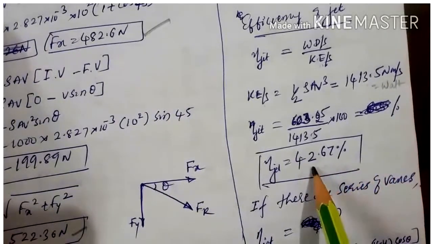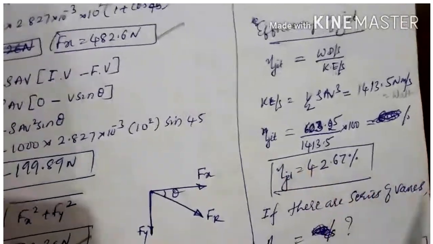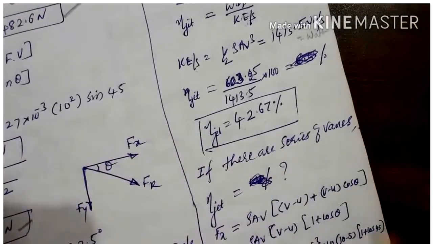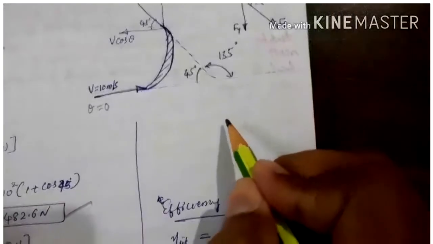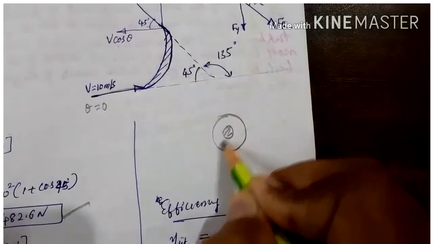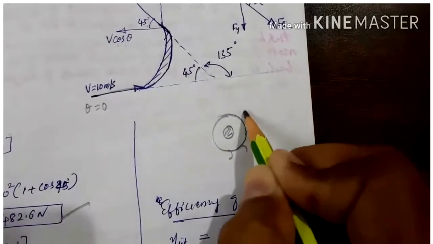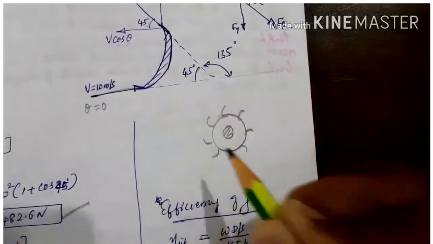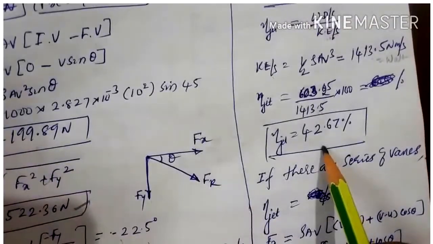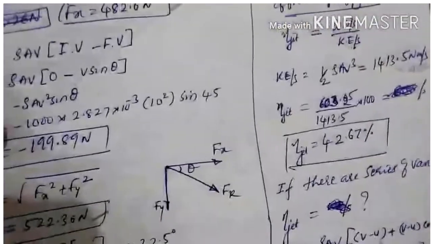So what they ask in the problem is, if a series of vanes are present, like this is the impeller, this is the shaft, if a series of vanes are present like this, what could be the change in efficiency, the question. And this efficiency we have calculated is for a single vane present over the impeller. If a series of vanes are present, what is the change we get here?